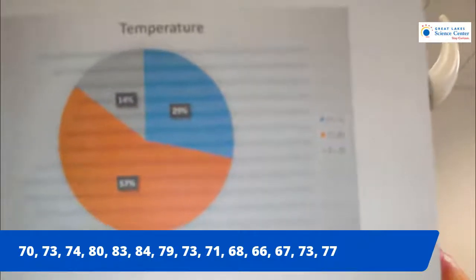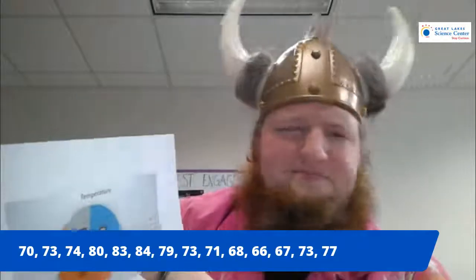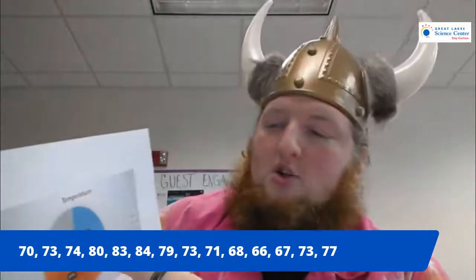So what I did to make this graph is I counted up which days had these numbers that matched. So we have a 68, a 67, a 66, and 70. So we have 4 numbers that all fall under the range of our 60 to 70.